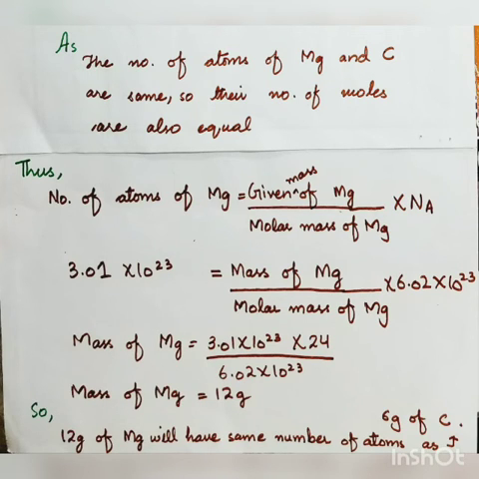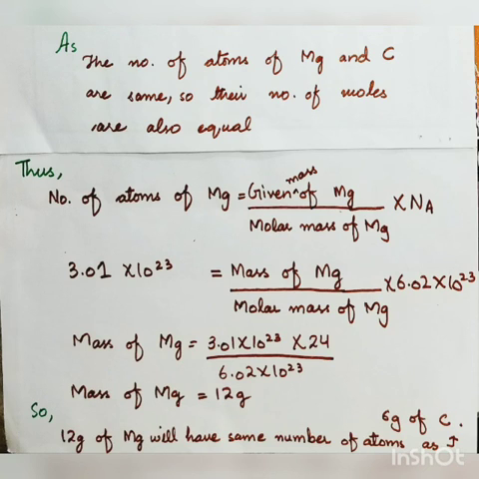As the number of atoms of magnesium and carbon are the same, we can say that their number of moles are also the same or equal. So we can use the formula: number of atoms of magnesium is equal to given mass of magnesium over molar mass of magnesium multiplied by Avogadro number, to find the mass of magnesium. We will put the value of number of atoms, that is 3.01 × 10^23, mass we have to find, over molar mass of magnesium, multiplied by 6.02 × 10^23.